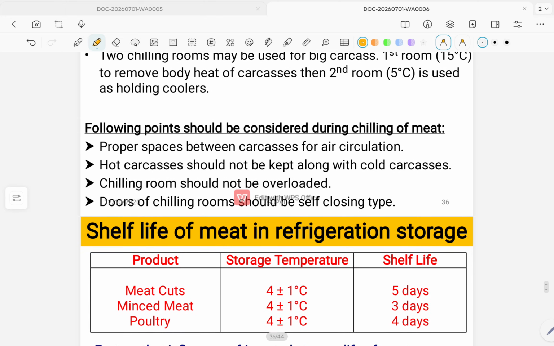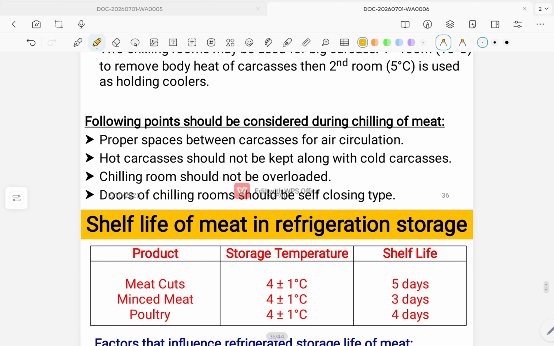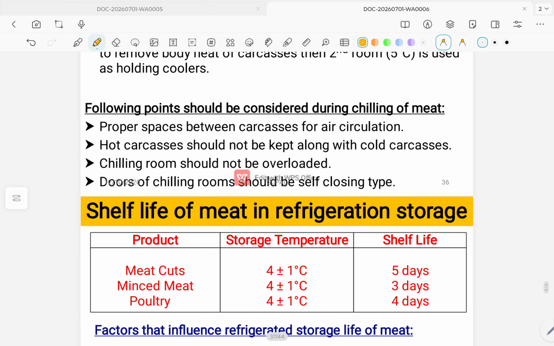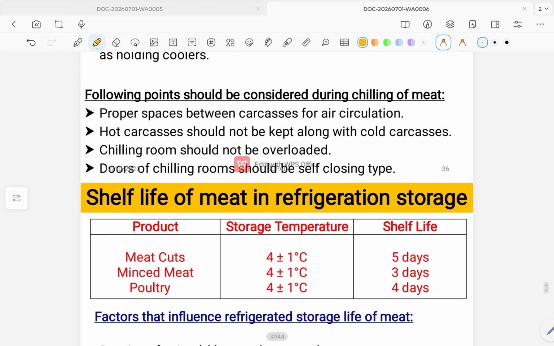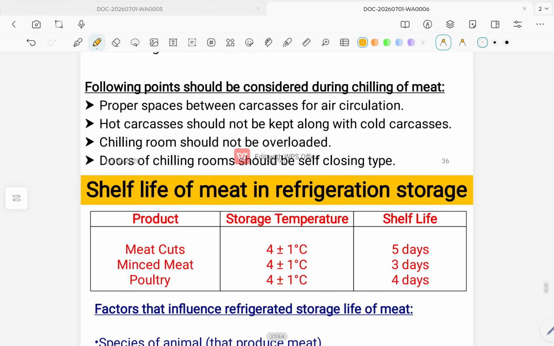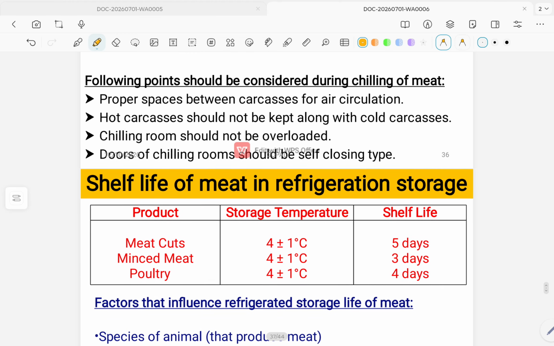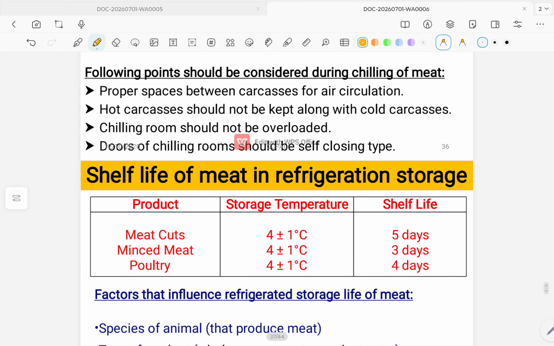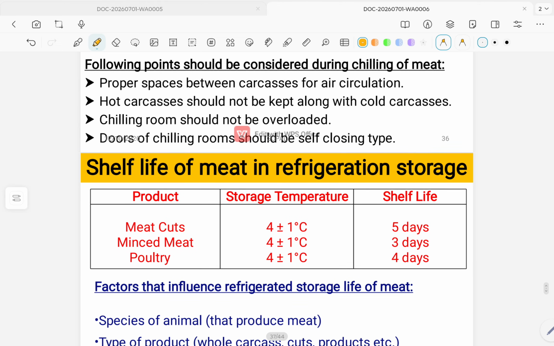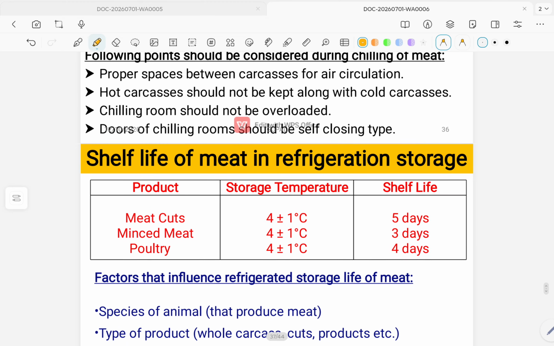The following points should be considered during chilling of meat. Proper spaces between carcasses for air circulation. Hot carcasses should not be kept along with cold carcasses. Chilling room should not be overloaded. Doors of chilling room should be self-closing type.